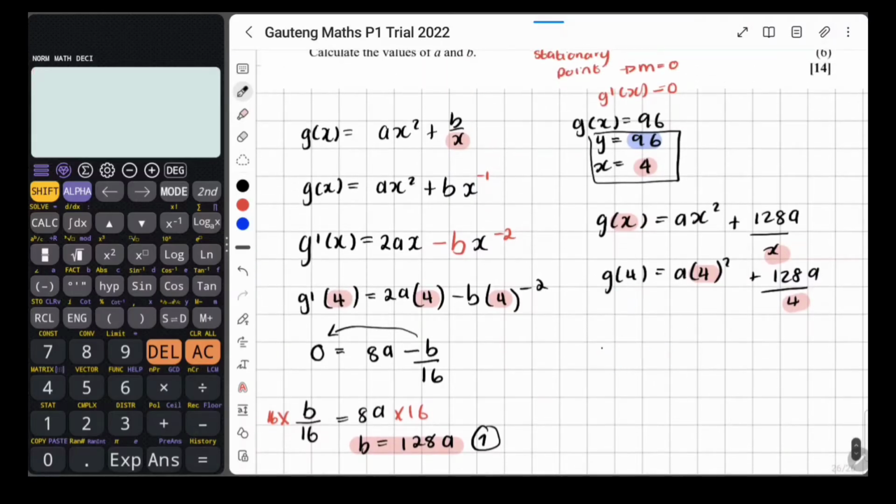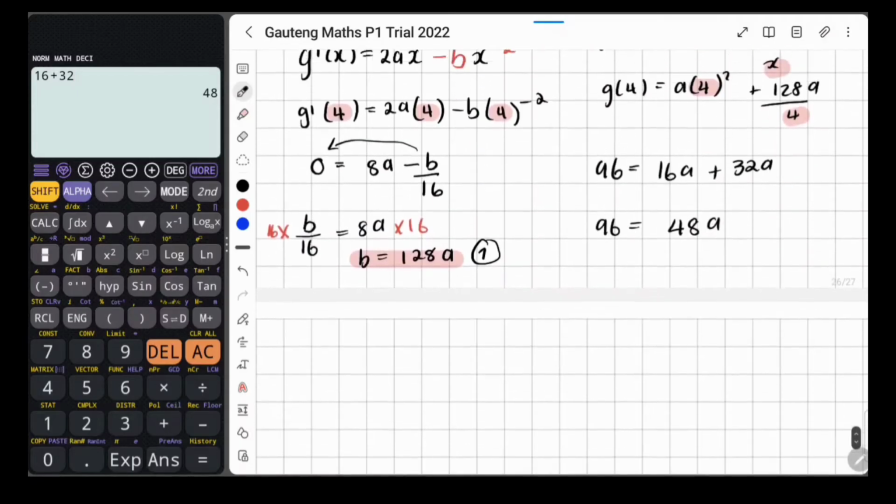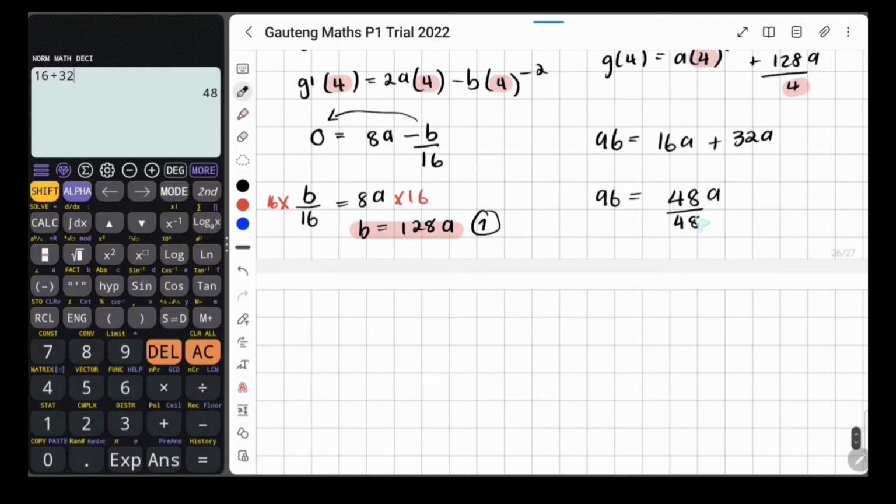So 96 is equal to 16a, plus 128 divided by 4, which is 32, so plus 32a. These a's can go together. 16 plus 32 gives you 48. So 96 is equal to 48a. If we divide both sides of the equation by 48 to solve for a, we get that a is equal to 96 divided by 48, which is 2. So a is equal to 2. Now we know the value of a.